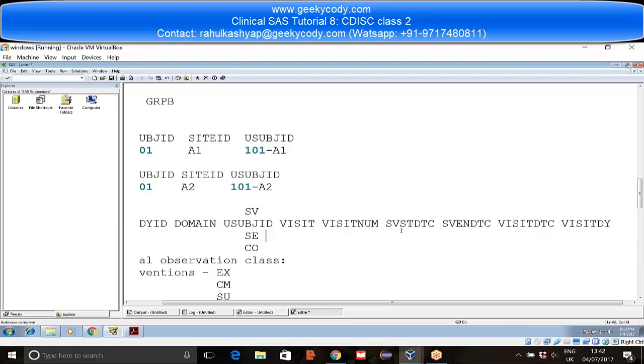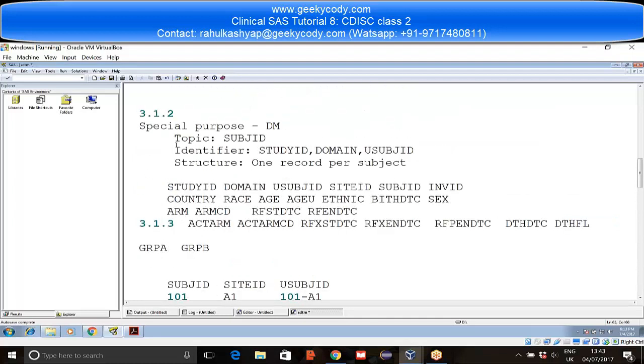Is that clear? On what day? We have a difference between date and day. Date includes day, month and year. This is simply the visit day, on which day.